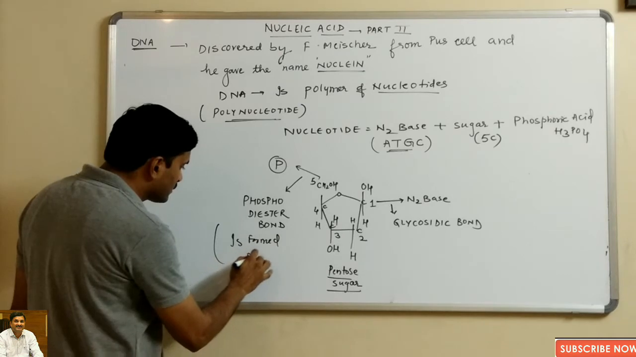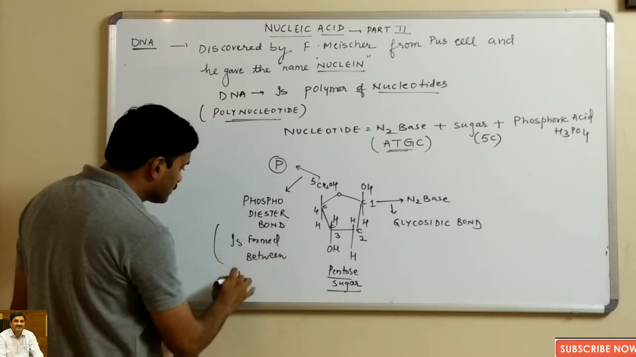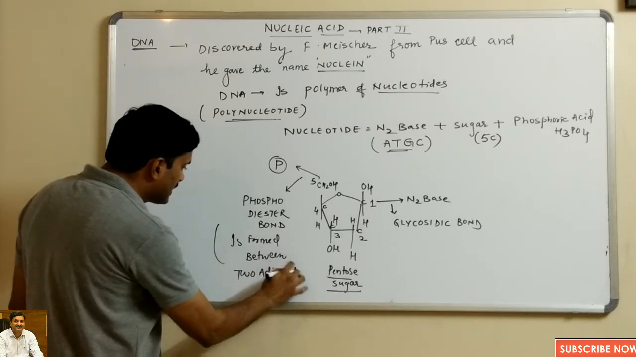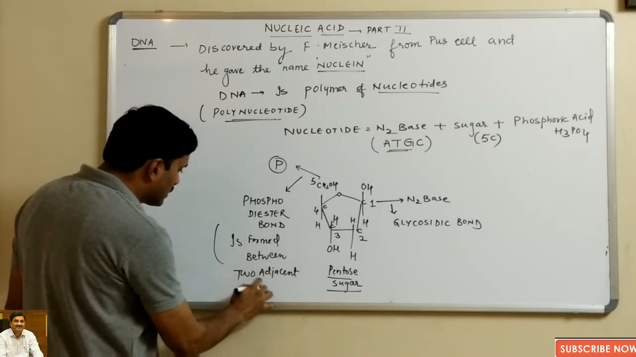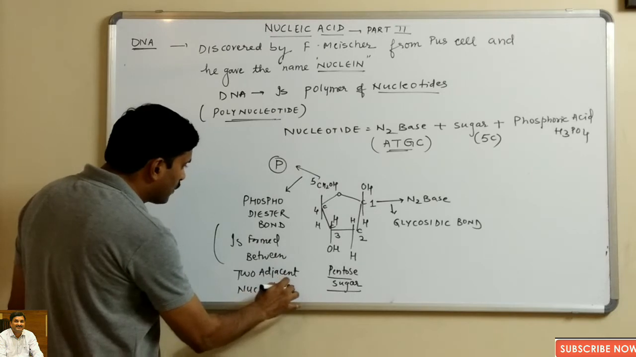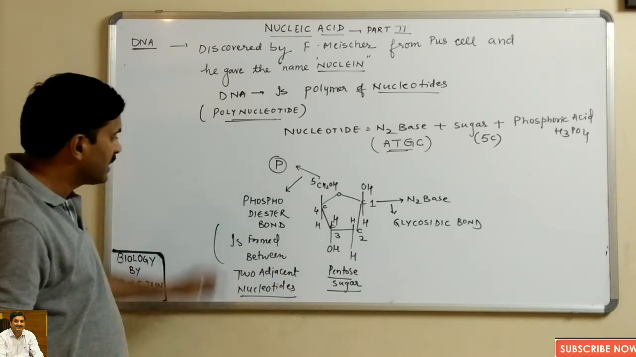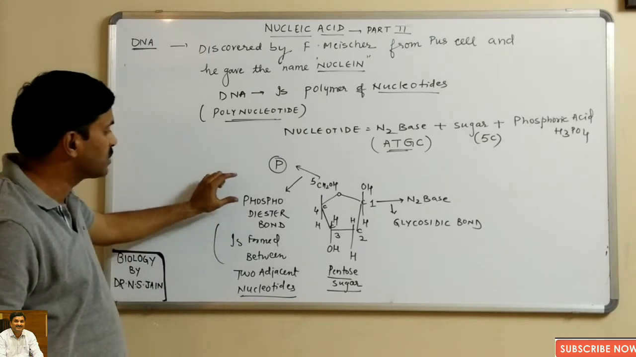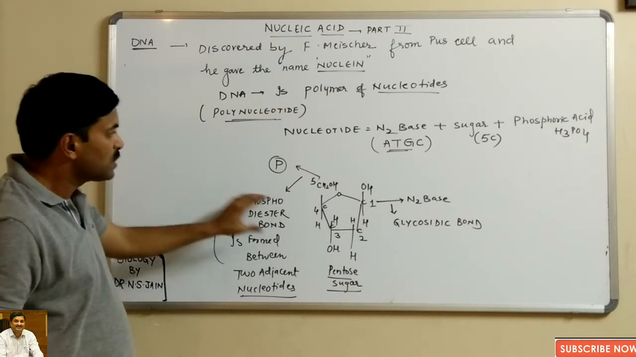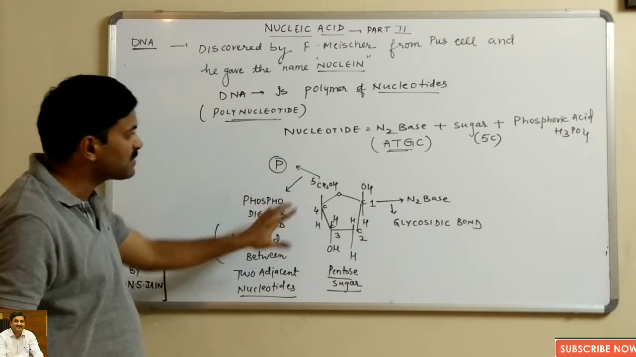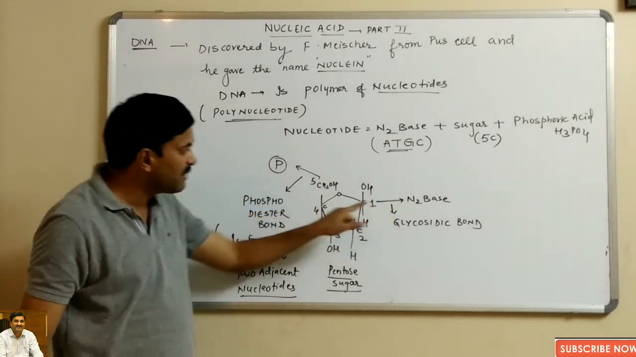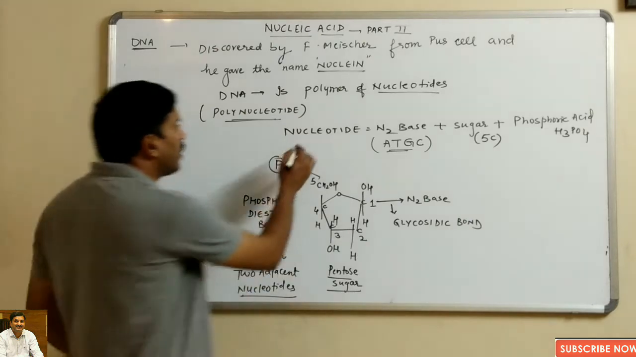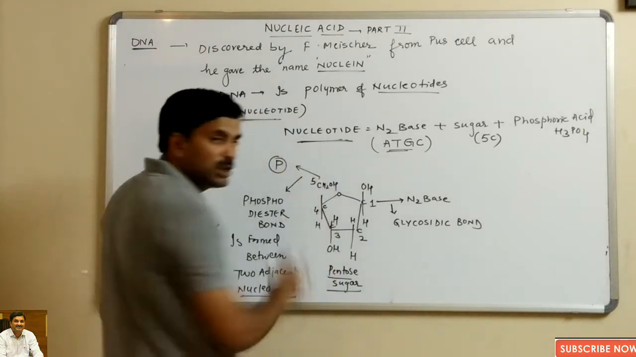Always remember, a phosphodiester bond is formed between two adjacent nucleotides. Just now we will be discussing more about the phosphodiester bond. So this becomes what? This becomes a nucleotide, that is the nitrogen base plus sugar plus phosphate all combined together to form a nucleotide.